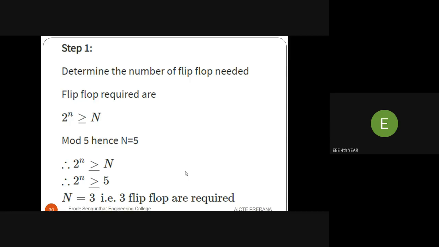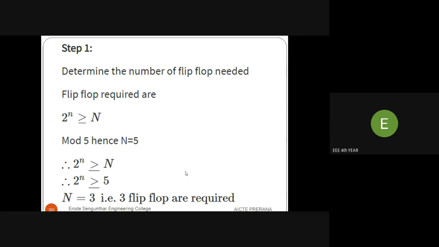2 is greater than or equal to 5? No. 2 is less than 5, therefore n is substituted as 2. 2 power 2 is 4. 4 is greater than or equal to 5? No, wrong. Therefore substitute n equal to 3. 2 power 3 is equal to 8. 8 is greater than or equal to 5? Yes, it is correct.